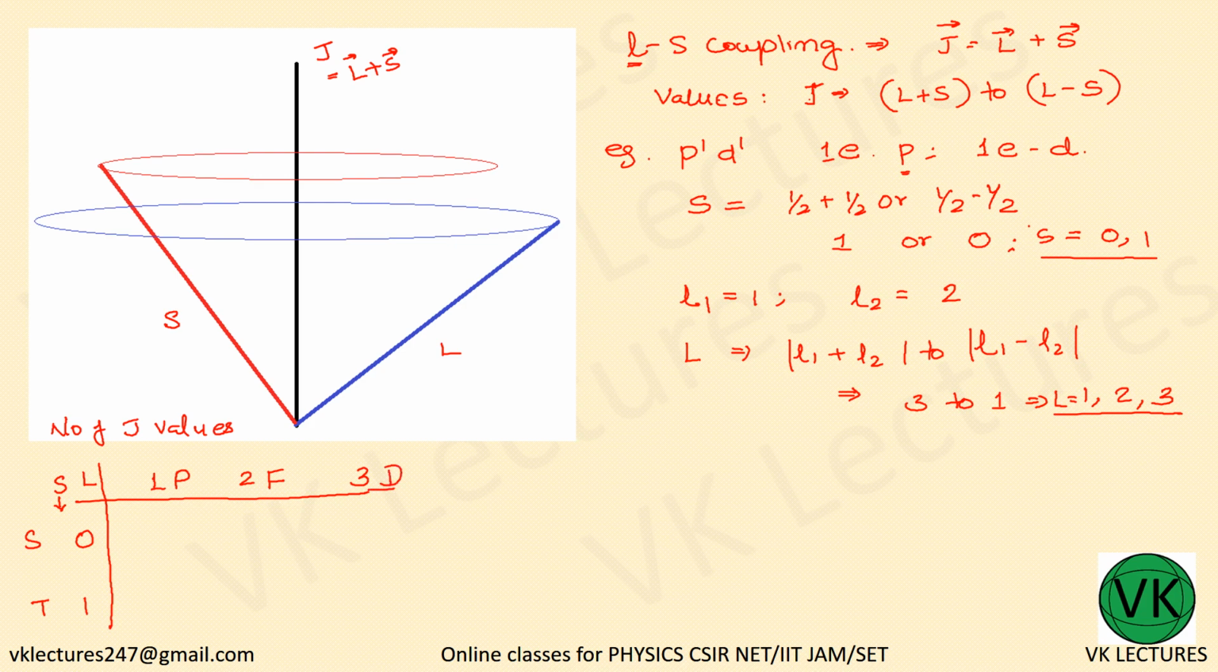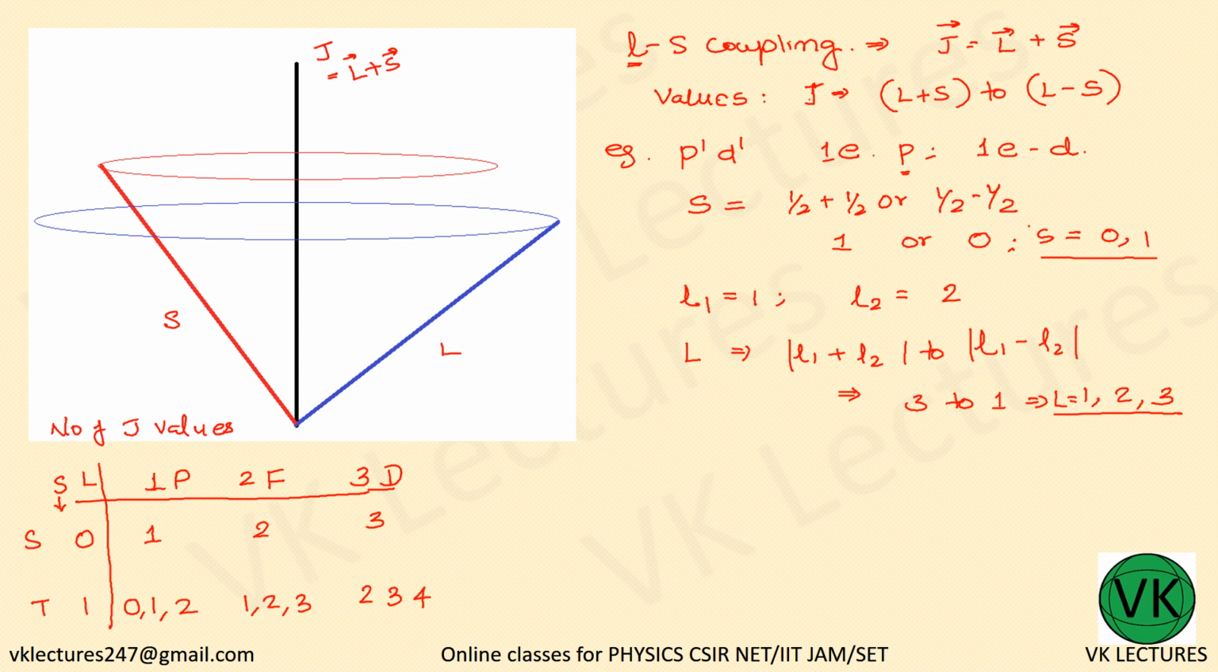So with 0, 1 we will have 0 plus 1 and 0 minus 1, so there is only 1. So 0, 2 it is 2, 0, 3 it is 3. Now 1 and 1, it is 1 minus 1 is 0, 1 plus 1 is 2, so 0, 1 and 2. Similarly here you will have 1, 2 and 3. It is 1 and 3, it is 2, 3 and 4.